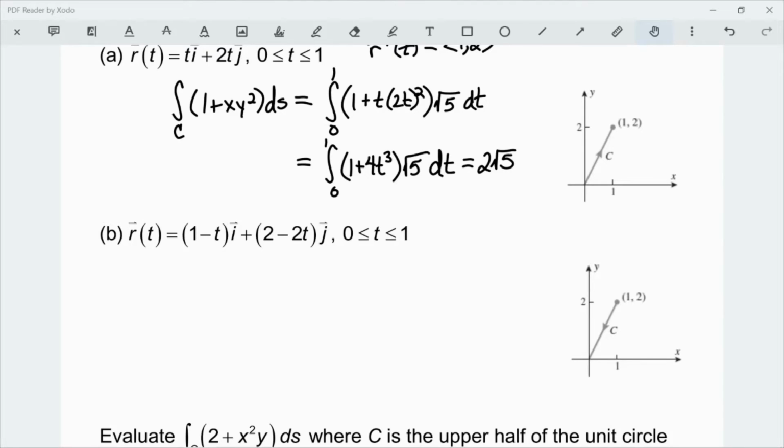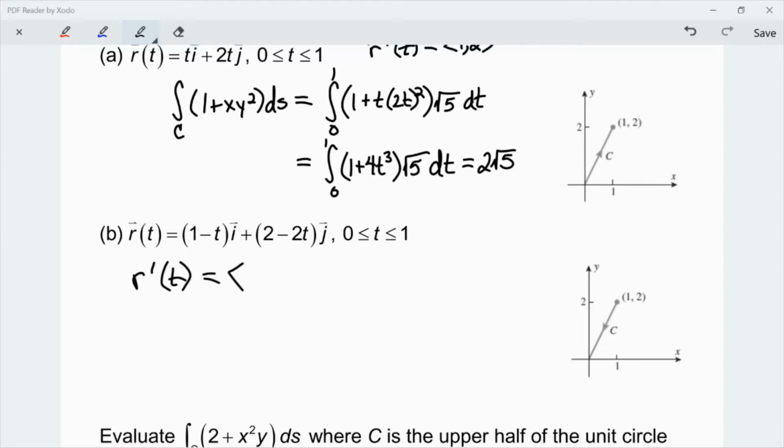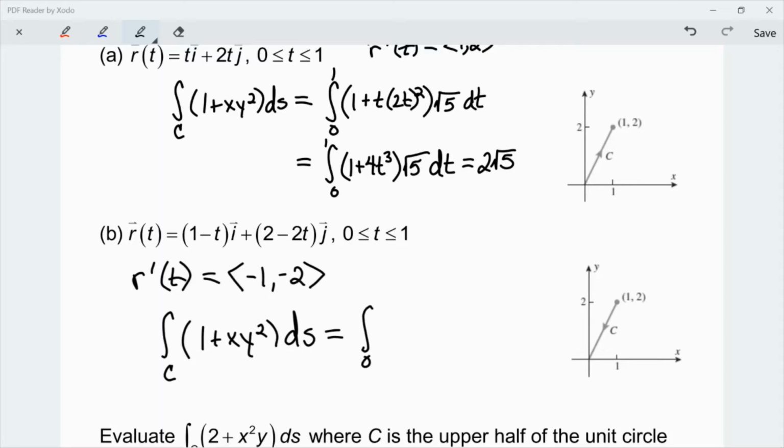Okay, so let's talk about here how we would set this up. So obviously we need to know r prime of t again, because we need our dx dt and our dy dt. These are a little bit different because we're going in the opposite direction. We get -1, -2. And then for my integral setup here, I'm integrating along the same curve in the opposite direction, 1 plus xy squared ds. And when I convert that over, I'm going to have an integral that goes from 0 to 1. And my conversion here would be 1 plus x, which is now 1 minus t, y squared would be 2 minus 2t squared.